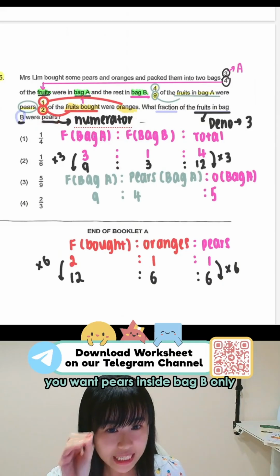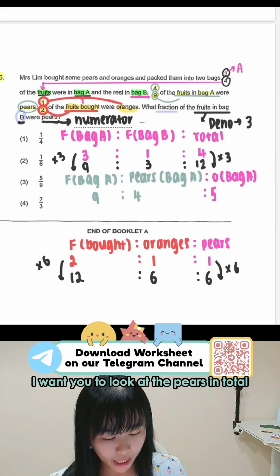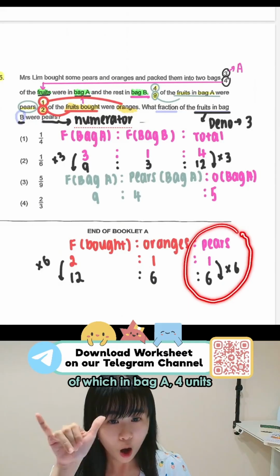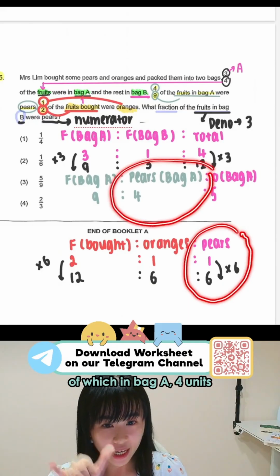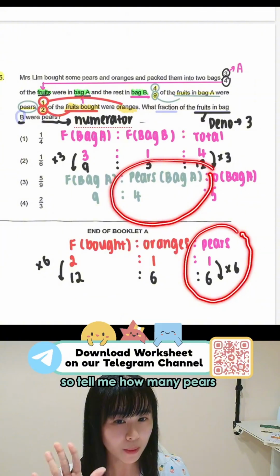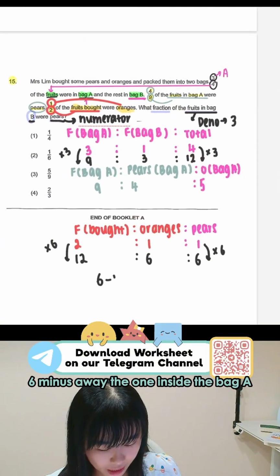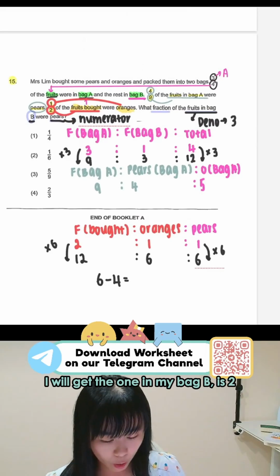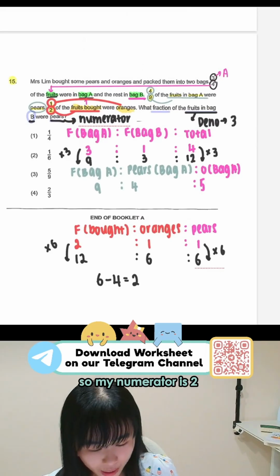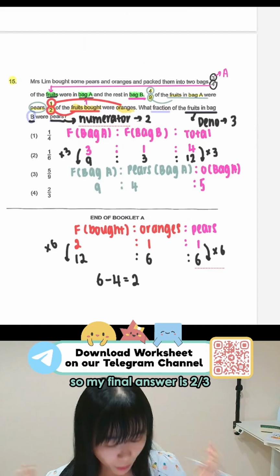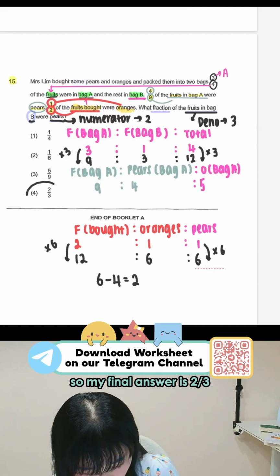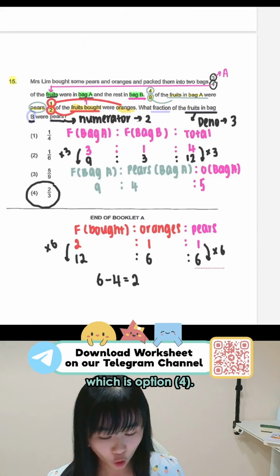You want pears inside bag B only. I want you to look at the pears in total, which is 6 units, of which in bag A, 4 units. So tell me how many pears are there in bag B? Yes, it's 2 units. 6 minus away the 4 inside bag A, I will get the ones in my bag B is 2. So my numerator is a 2. So my final answer is 2 over 3, which is option number 4.